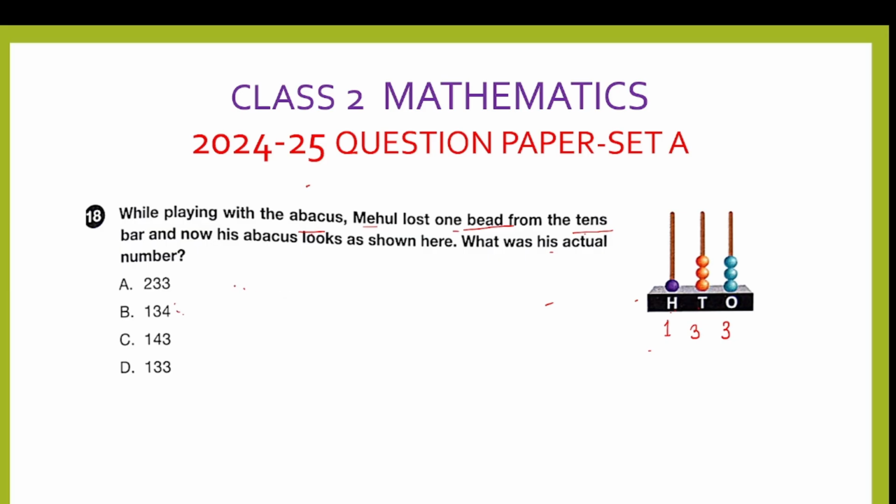But here, while playing with this abacus, Mehu lost one bead from the tens bar. So what do we have to do now? We have to add one bead in the tens place. So the number becomes 1, 4 and 3. This means the actual number was 143. So let's choose the option. Option C is the correct answer to the given question.